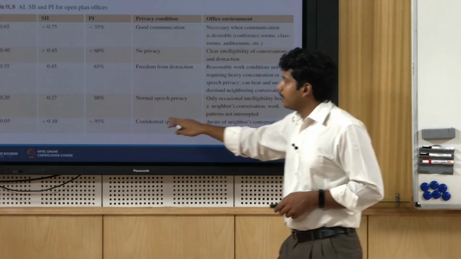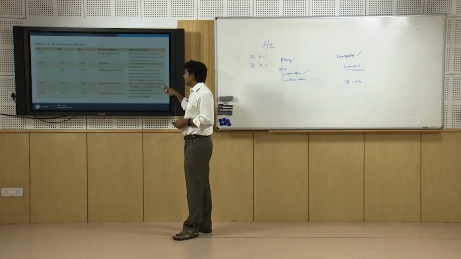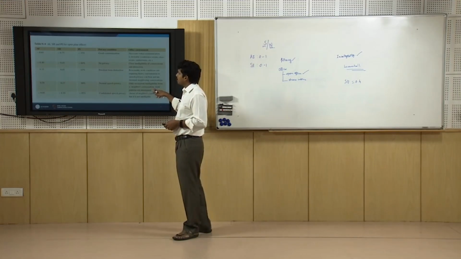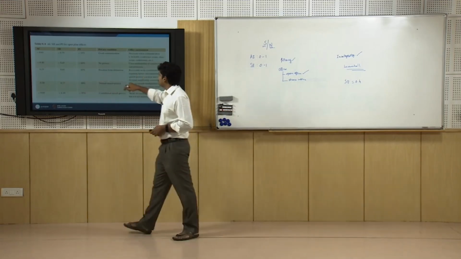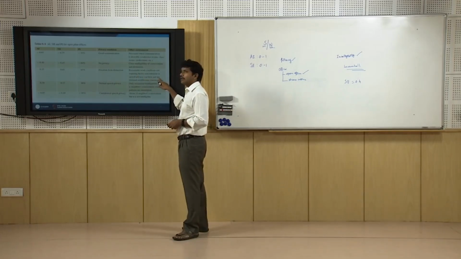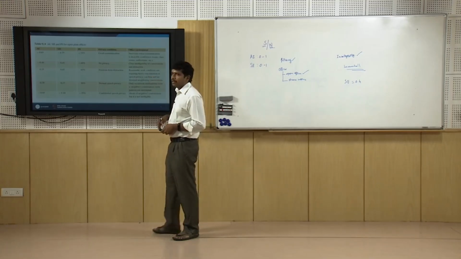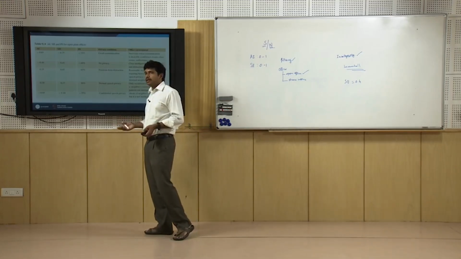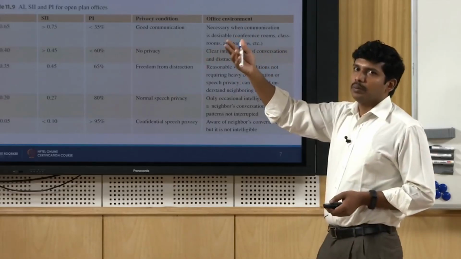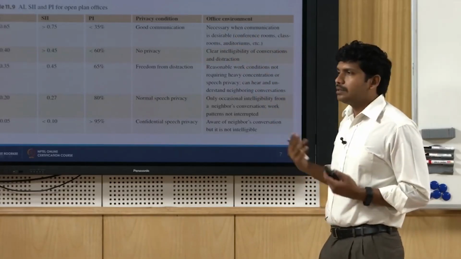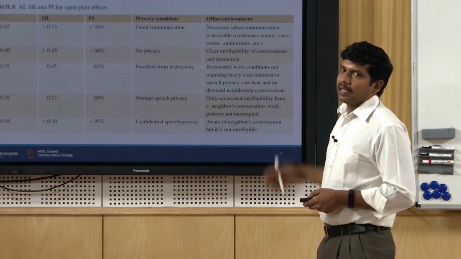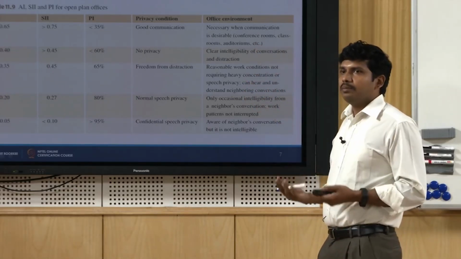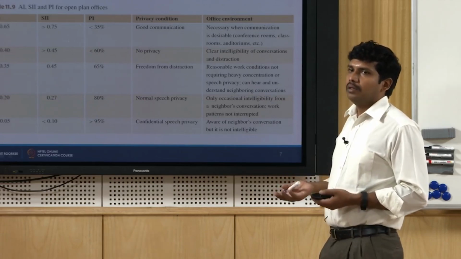Whereas if you go to 0.2, 0.3, occasional intelligibility, work patterns are not interrupted. Whereas if you talk about say 0.35 or 0.45 of speech intelligibility index, you can hear and understand what the neighbor is conversing. A common phenomenon you find in open offices. You are easily able to hear what the fourth or fifth cubicle the person is talking on phone. It is clearly audible, which means speech intelligibility is relatively higher. As an acoustic designer, you will be expected to bring these things down in open offices.